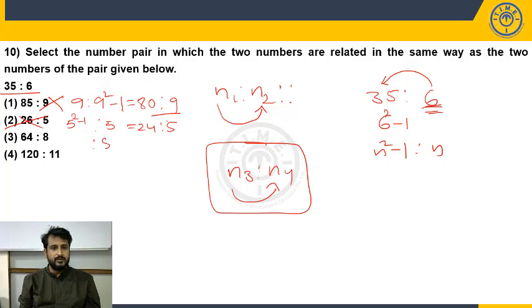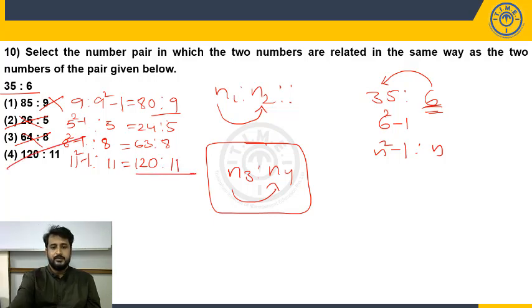Next. Third option is 8. 8 square minus 1 should be my answer. That is 63 is to 8. But here it is given 64. So even it is not my choice. 120 is to 11. So 11 is to 11 square minus 1. 11 square is 121, minus 1 is 120. 120 is to 11, yes. So which option is correct? Choice 4. And the logic is n is to n square minus 1.